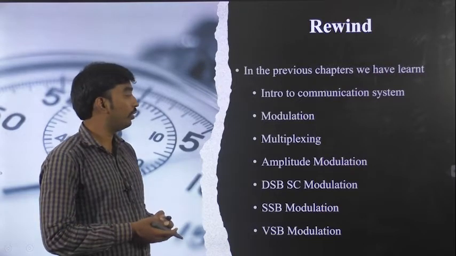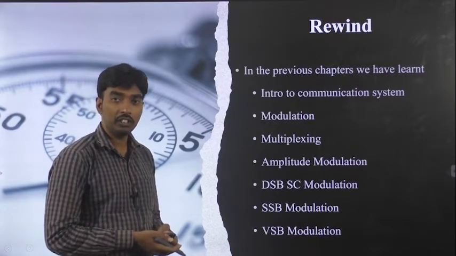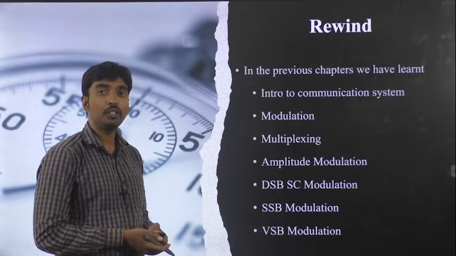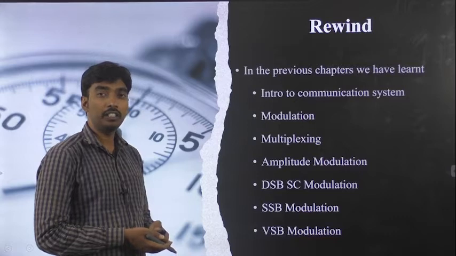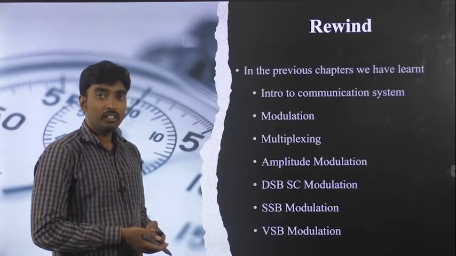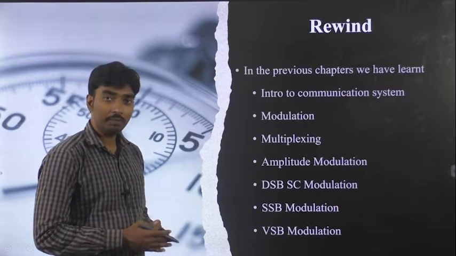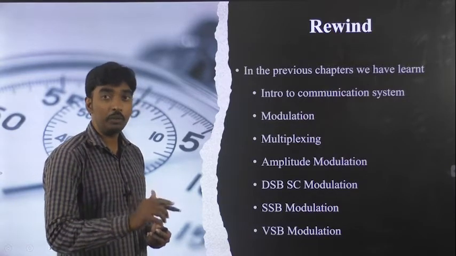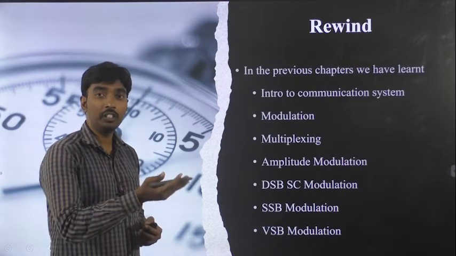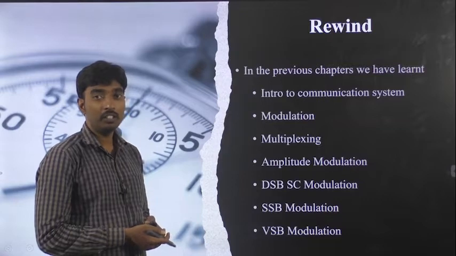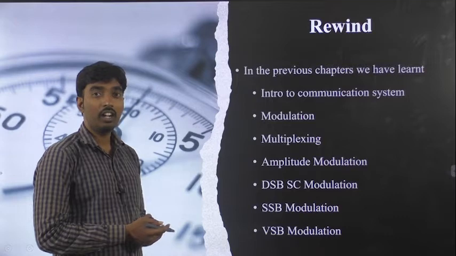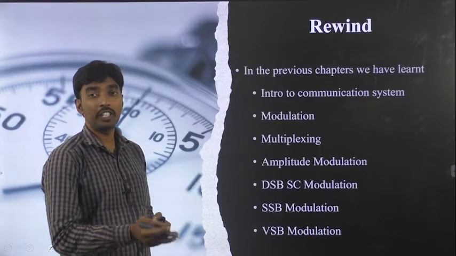And then we have discussed amplitude modulation, where the amplitude of the carrier signal is varied with respect to the instantaneous values of the message signal. We are transmitting the carrier, whose amplitude is changed with respect to the message signal. That means we have embedded the information on the amplitude of the carrier signal.